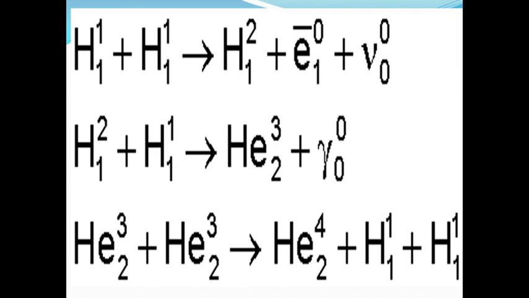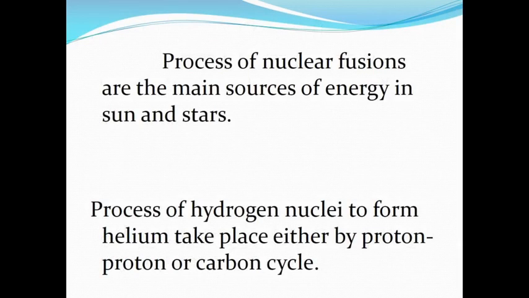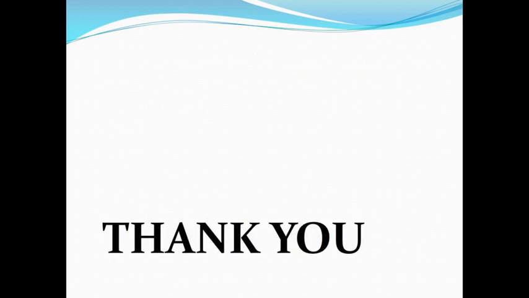So that is a nuclear fusion reaction that takes place inside the sun and stars. The processes of nuclear fusion are the main sources of energy in the sun and stars, and this process in which hydrogen nuclei combine together to form helium nuclei takes place either by the proton-proton cycle or by the carbon cycle. Thank you.